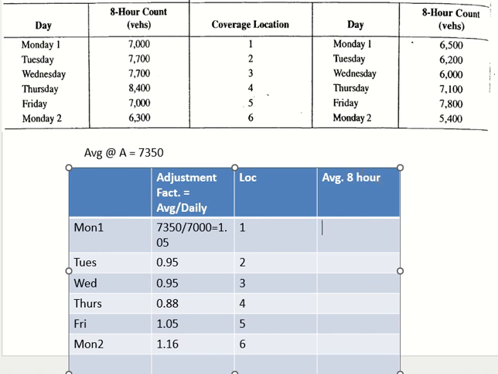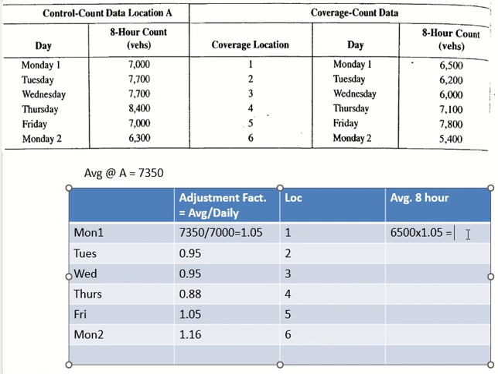So location 1 was Monday 1, this is the count, and for Monday 1 the factor is 1.05. So this value is how much? 686,825. Okay, next one. 5890. 57. Hmm? 61. 8190. 62. 64. Any problem?